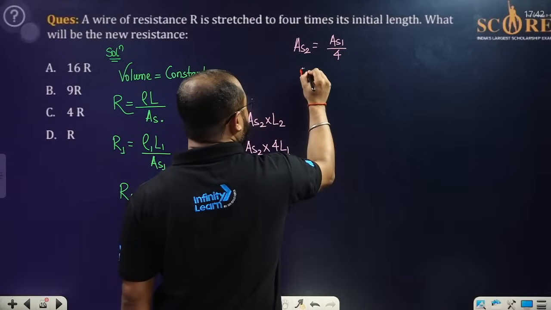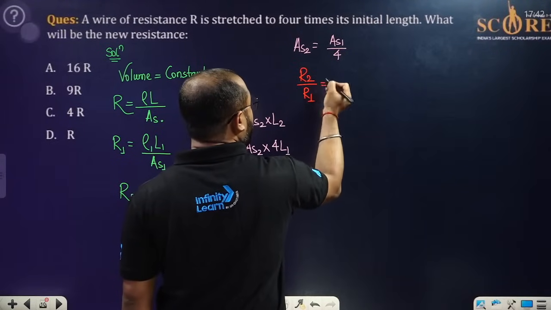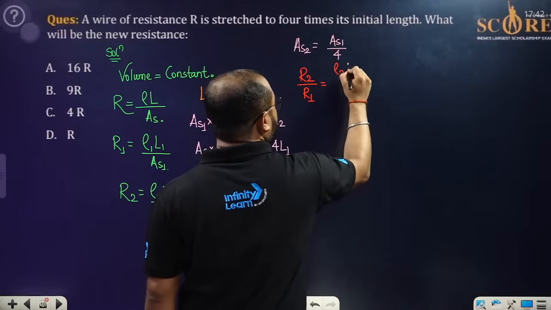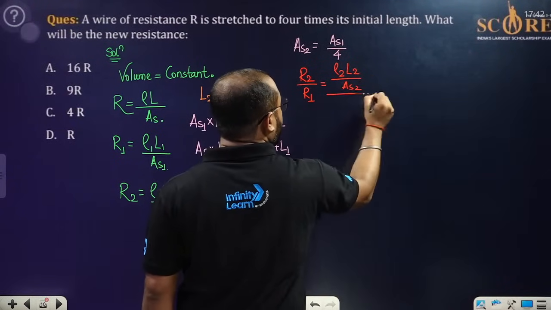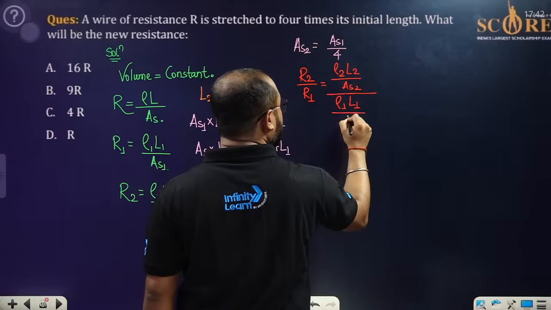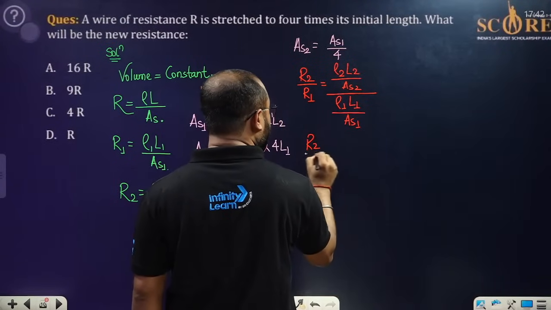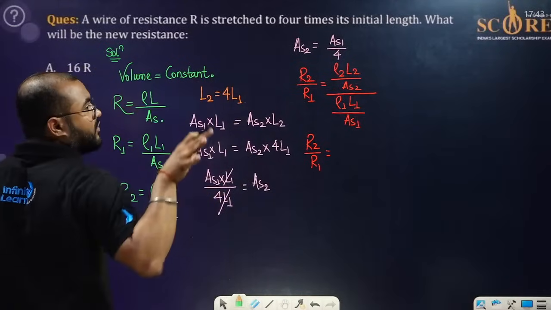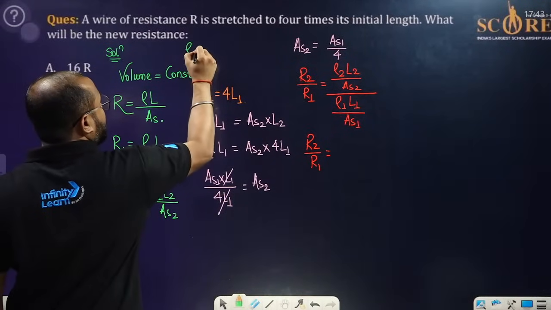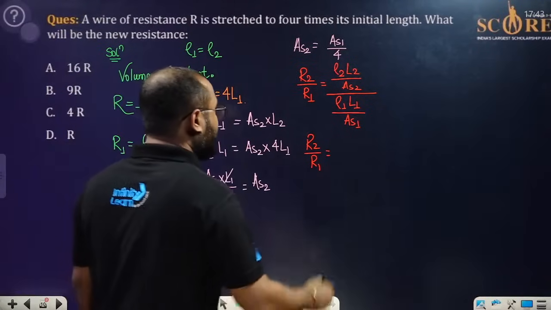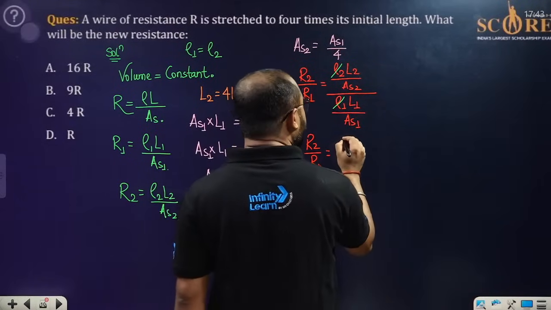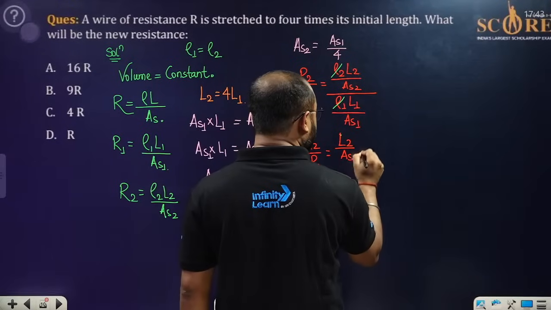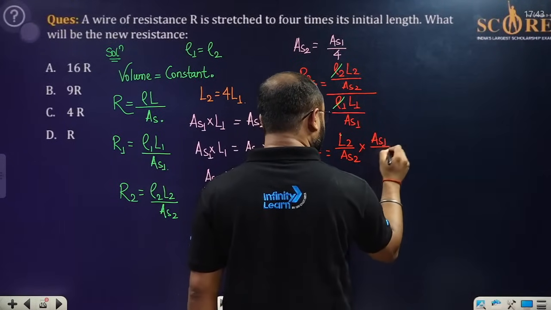We are very much interested in finding the value of R2 divided by R1. If we talk about R2, we can write resistivity 2, length 2 divided by area of cross section 2, whole divided by resistivity 1, length 1 divided by area of cross section 1. As you can see, the wire, the conductor, the material is not changing. In that case, resistivity 1 equals resistivity 2. So this and this cancel out. We are left with L2 by S2 multiplied by S1 by length 1.